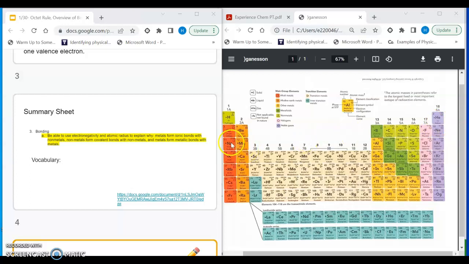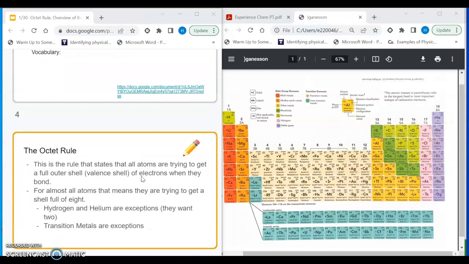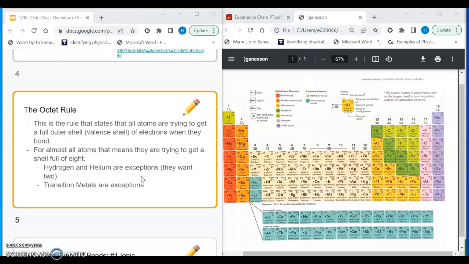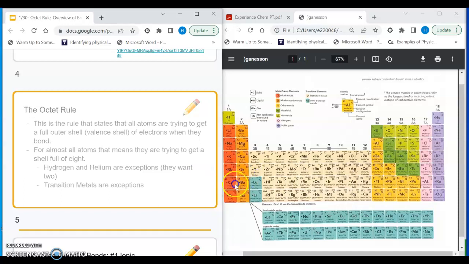And we know that the alkali metals are very reactive, and the halogens are very reactive, and that the noble gases are not reactive at all. They kind of are just chilling. So where this is important is that in bonding, we follow a lot of times something called the octet rule. The octet rule states that all atoms are trying to get a full outer shell, a full valence shell of electrons when they bond. That is why they are bonding. That is kind of the goal in the bonding process.